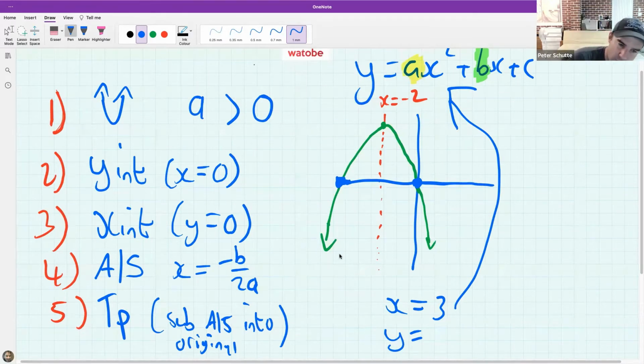So what I do when I draw my parabolas is I always do my working out first, and then I go and draw my graph. And that's what we're going to start with today. But if you need to take a screenshot of these 5 steps, do that now, because you will be using this a lot today.